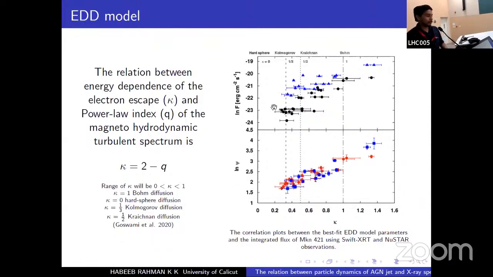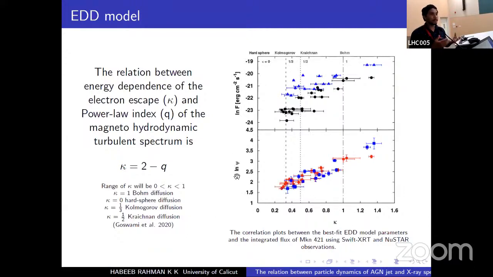Anyway, they analyzed this mathematical equation and put it to some observations of Markarian 421, and they successfully reproduced this linear correlation, where you can see some blue data points and some red. The blue represents the combined Swift and NuSTAR observation, and the red represents NuSTAR alone data.